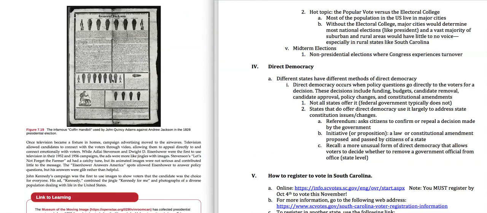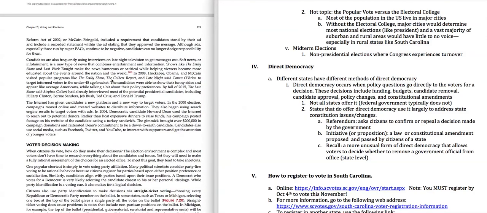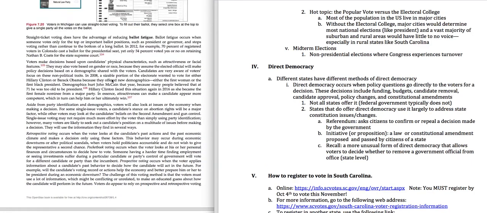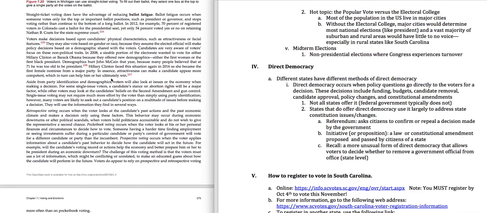Technology's an issue. Let's scoot on down here and keep rolling through this reading. I'm telling you, you guys read this stuff. It's actually quite interesting. Ballot fatigue. You know what I have? I have lecture fatigue at the moment.